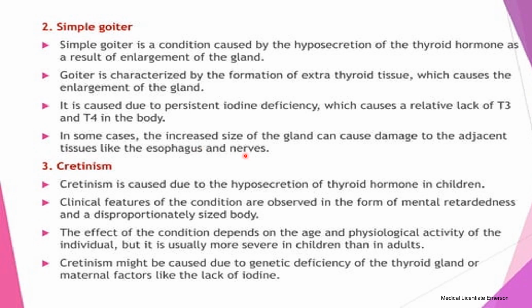Then the other condition we can have is cretinism, which is due to the hyposecretion of the thyroid hormones in children. In terms of clinical features, these are observed in the form of mental retardation and a disproportionately sized body. The effect of the condition depends on the age and physiological activity of the individual, but it is usually more severe in children than in adults. Cretinism might be caused due to genetic deficiency of the thyroid gland or maternal factors like the lack of iodine.